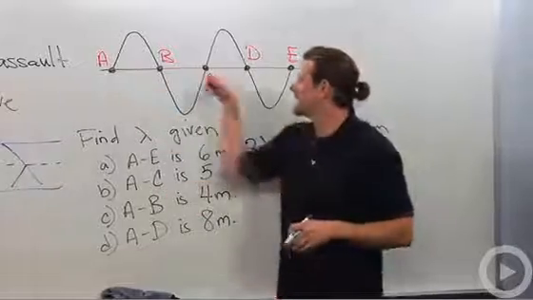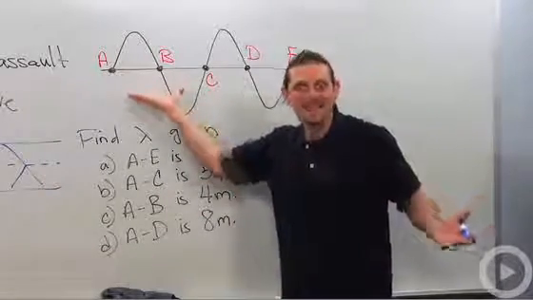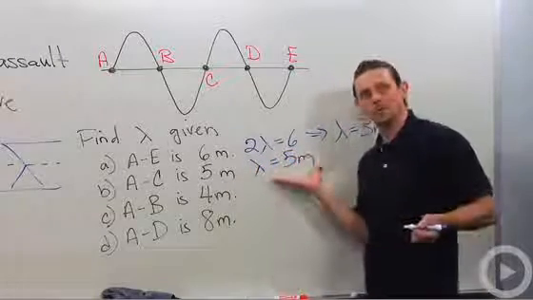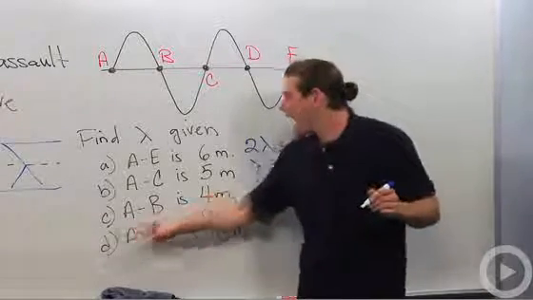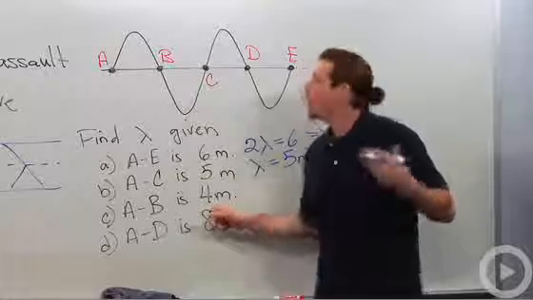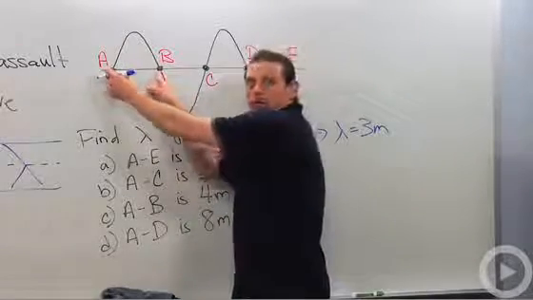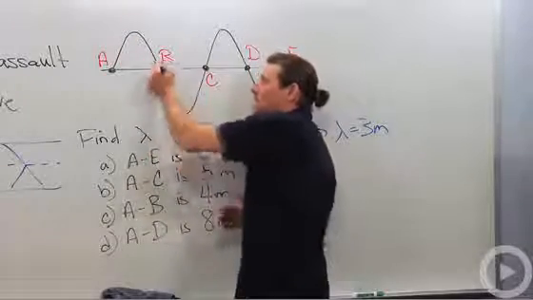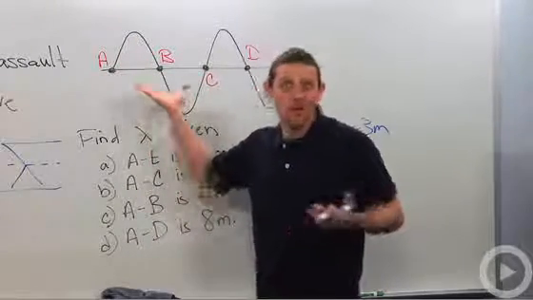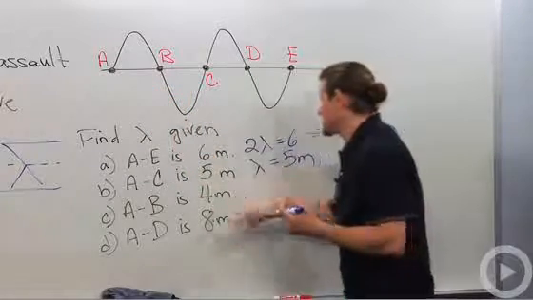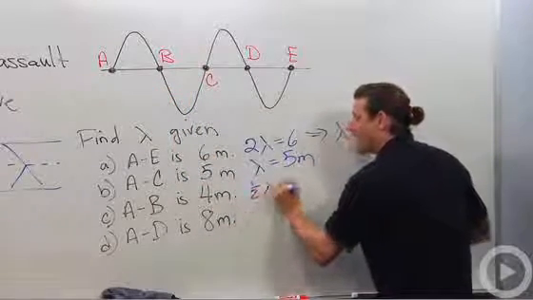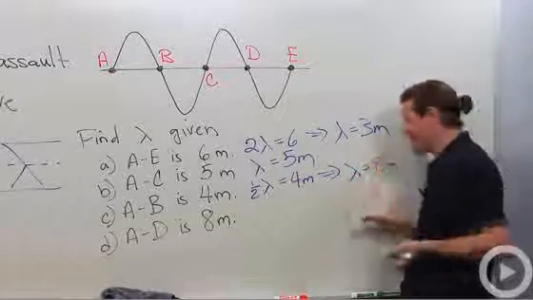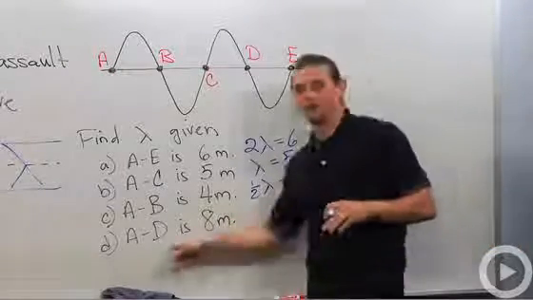How about A to C? A to C is a wavelength, so that tells us the answer immediately: 5 meters. What about this next one? A to B is 4 meters. Well, A to B looks like half a wavelength, because the piece here and the piece here are the same, just inverted. So half of the wavelength is 4, and that means the wavelength is 8 meters.